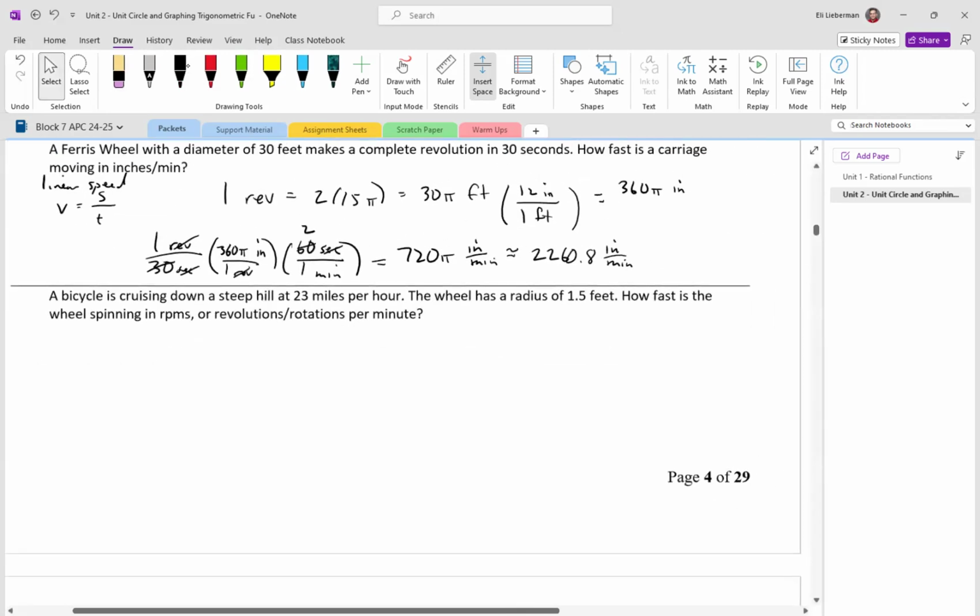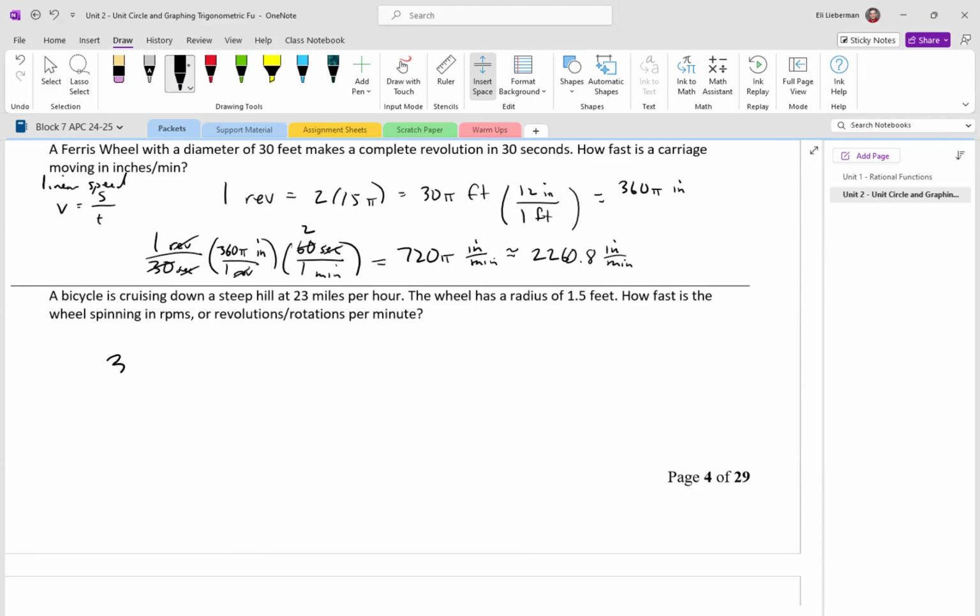And lastly, a bicycle is cruising down a steep hill at 23 miles per hour. The wheel has a radius of 1.5 feet. How fast is the wheel spinning in RPMs, or rotations per minute? We do this as units conversion. Not a fun one.